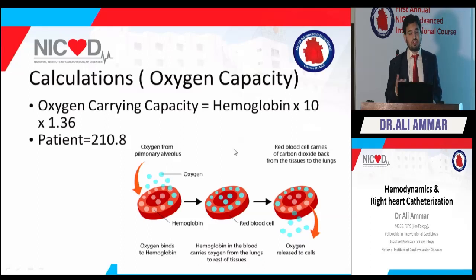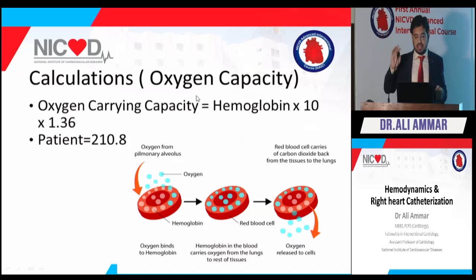How to do calculations for the right heart cath? Our ultimate goal is to check the pulmonary vascular resistance. But before that, we have to calculate different things. Number one, what is the oxygen carrying capacity of the blood? It will vary from patient to patient. A patient with a hemoglobin of 16 has a different capacity than one with a hemoglobin of 8.